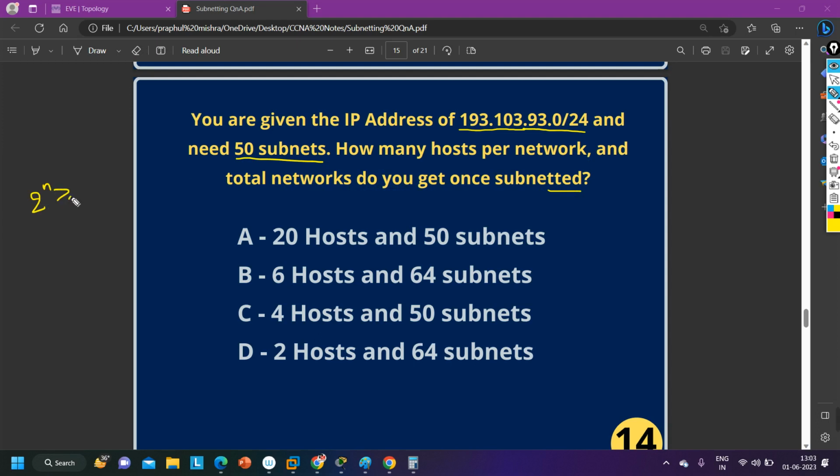My requirement is 2 to the power n should be greater than or equal to 50. So n should be what here? 6. If n is 6, first of all you will get 64 networks. That means option A is wrong, option C is wrong. Here we have 64 subnets.